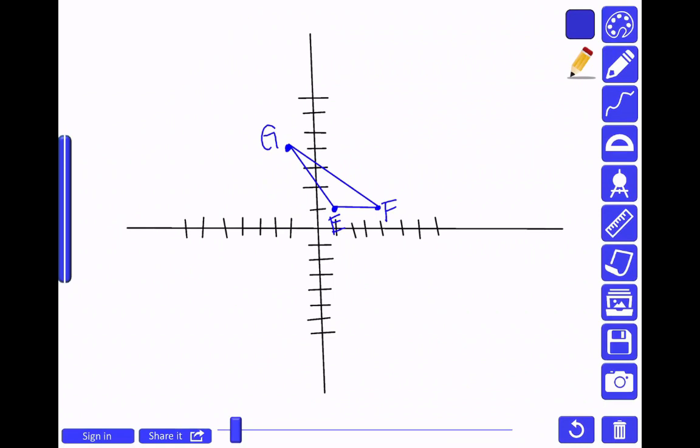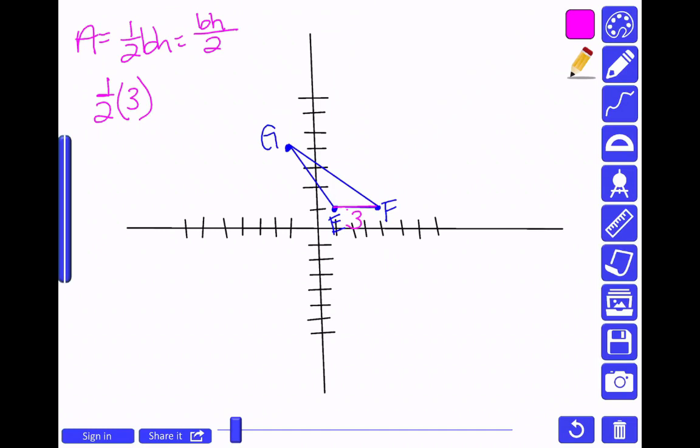Here we have a triangle plotted on a coordinate plane, and so we are going to find the area of this triangle. Remember, area is 1/2 base times height, which can also be written as base times height divided by 2, whichever way you prefer. So the base of this triangle is segment EF, which I can actually just count 1, 2, 3. So the distance from E to F is 3, so that is my base.